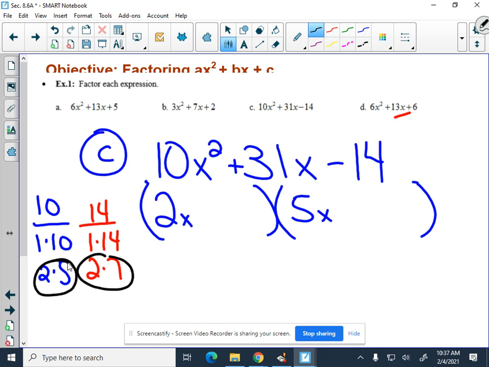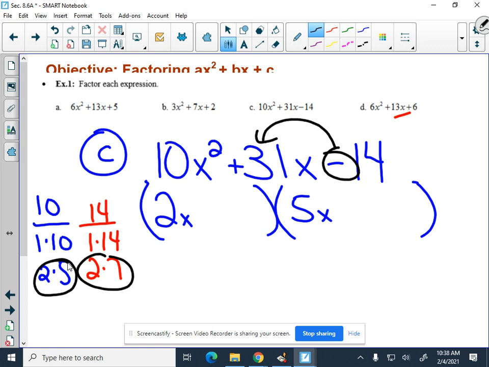Now, it doesn't always work perfectly. Sometimes it is the bigger ones, okay? But we have to put these in here. Now, this one is going to be different. It's negative. So they're going to have to subtract. When it's negative, that means one of them has to be negative and one of them has to be positive, okay? So they are going to subtract and get 31.